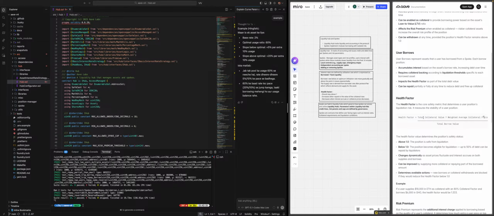And health factor is calculated... Health factor is the factor, like, I think, yeah, just give me a second, I'm having tea at the same time.